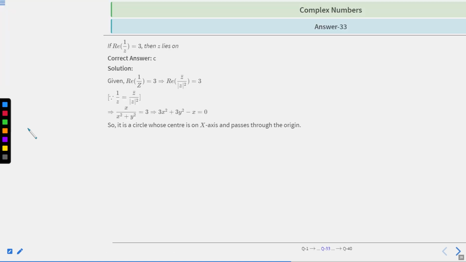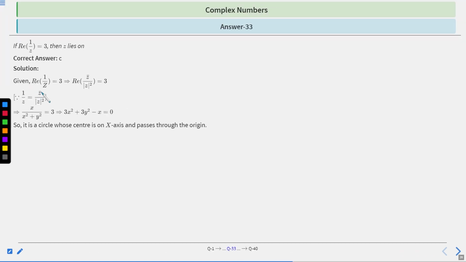Okay. So given real part of 1 by Z is 3. So 1 by Z can be written as Z bar upon mod Z square, right? So real part of Z bar upon mod Z square is basically 3. So real part of Z bar is basically X, right? And mod Z square is basically X square plus Y square, when we put Z is equal to X plus iota Y, right?